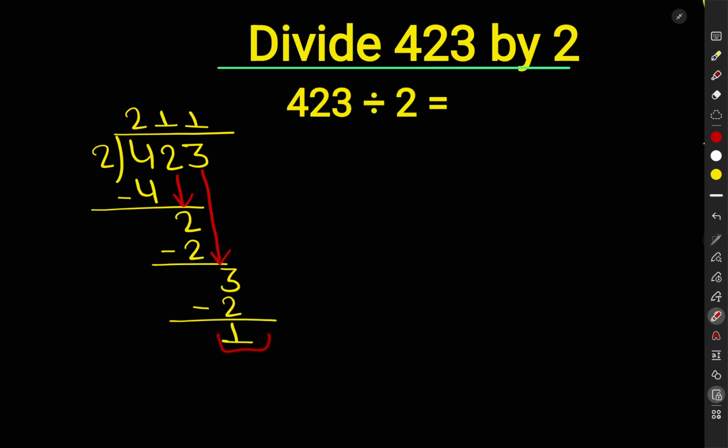So now this 1 is less than 2 and there is no other number beside. So we put here decimal so that we take 0. So it is 10 and 2 times 5 is 10. On subtracting it is 0. So 423 divided by 2 is 211 decimal 5.